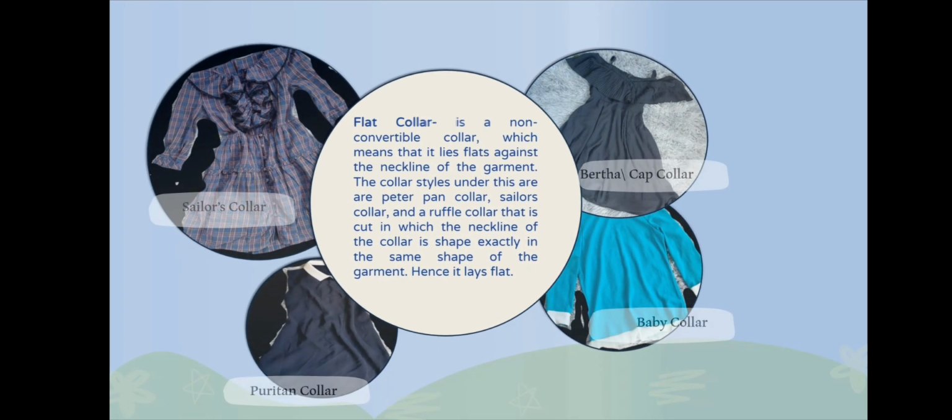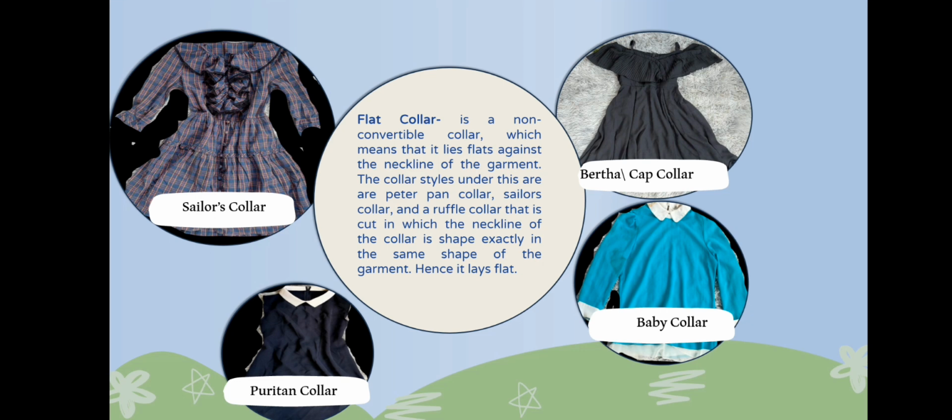First, we have the flat collar. It is a non-convertible collar, which means that it lies flat against the neckline of the garment. From the word itself, flat collar, it is always flat. Here are some types of flat collars. These are sailor collars that are used in elementary schools. Then the Peter Pan collar. And the Bertha cap collar, this is for casual. And the baby collar is for formal, casual, and other occasions.